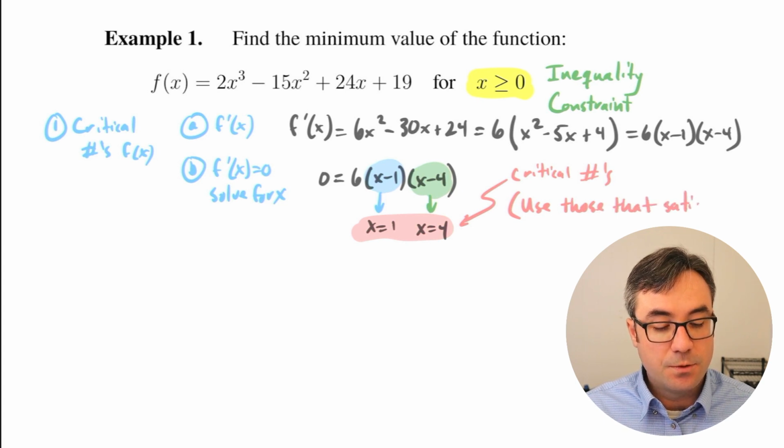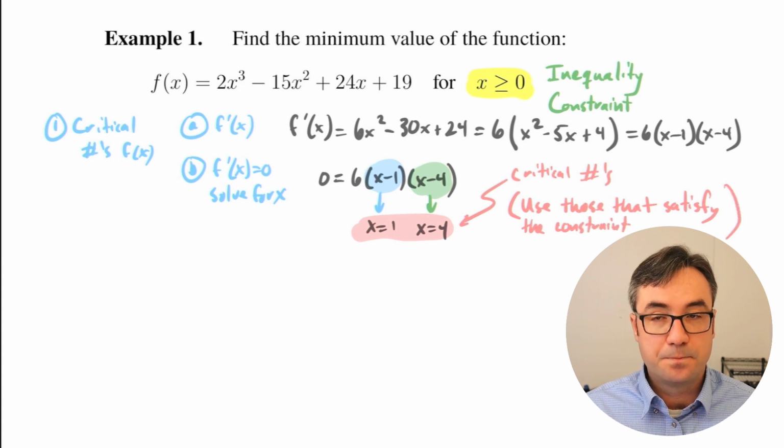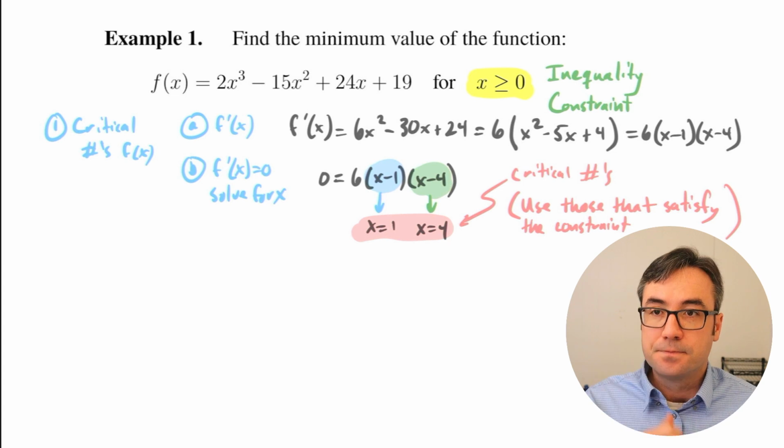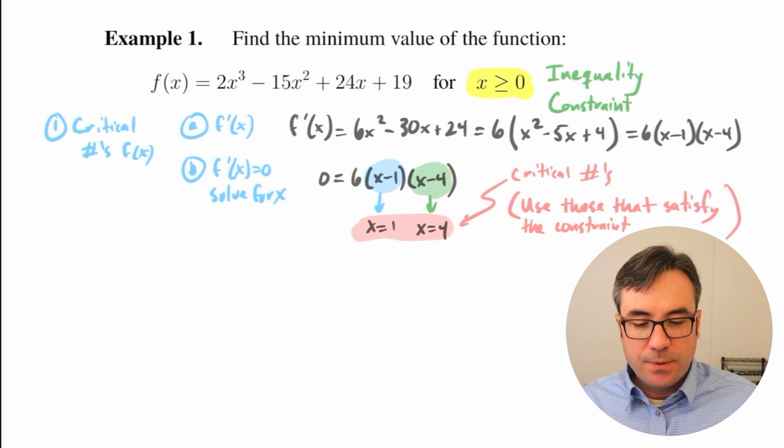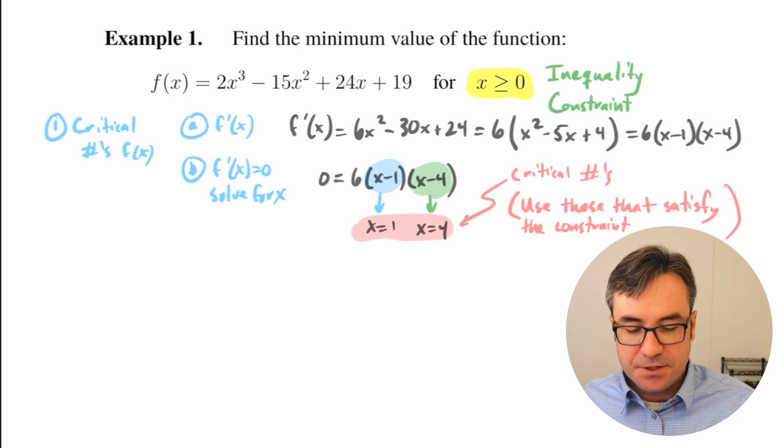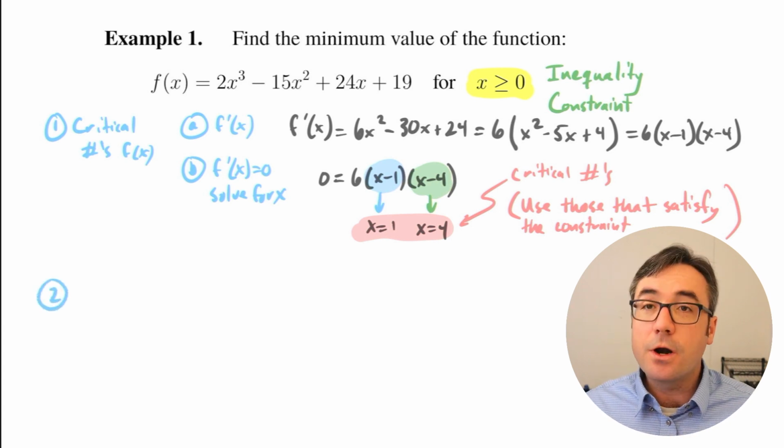So we're only going to use the ones that satisfy the constraint. And in this case, both of them do, so we're good. All right. So now, once we've done all this, we're going to test them.